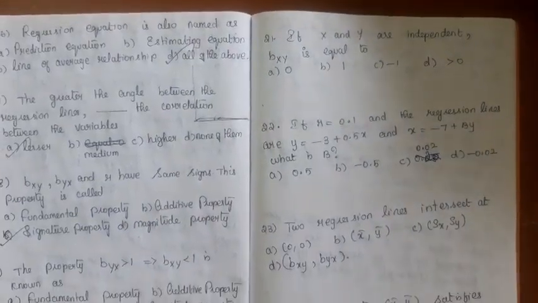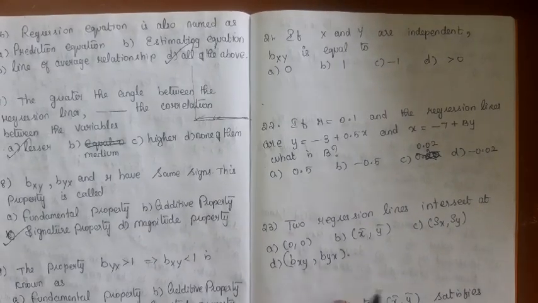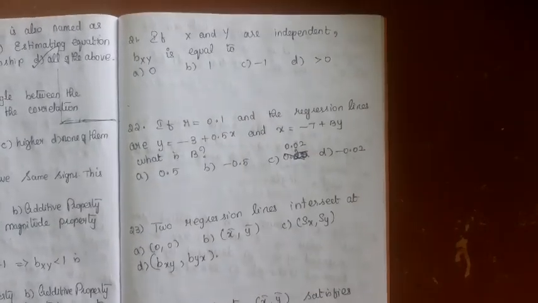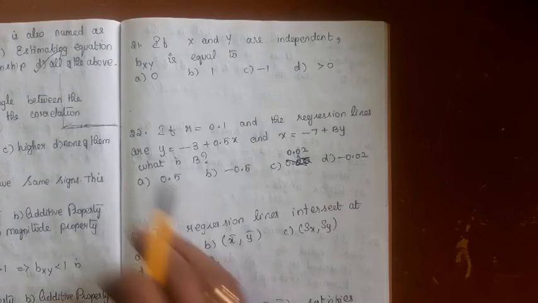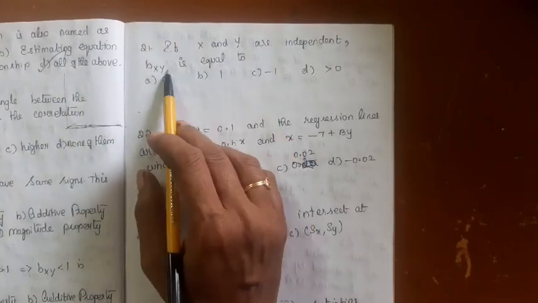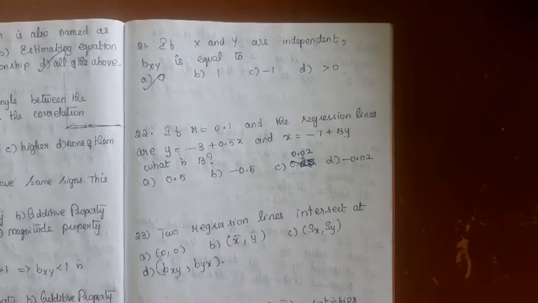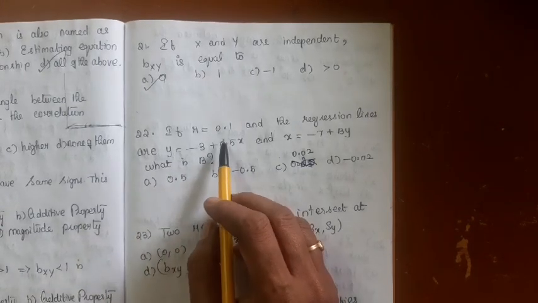Okay. Next. If x and y are independent, Bxy is equal to 0. Just now we worked in the previous question. If x and y are independent, R is equal to 0. So both the regression coefficients will be 0.